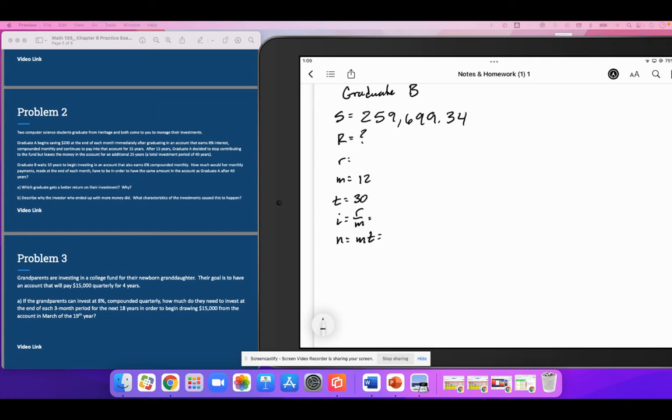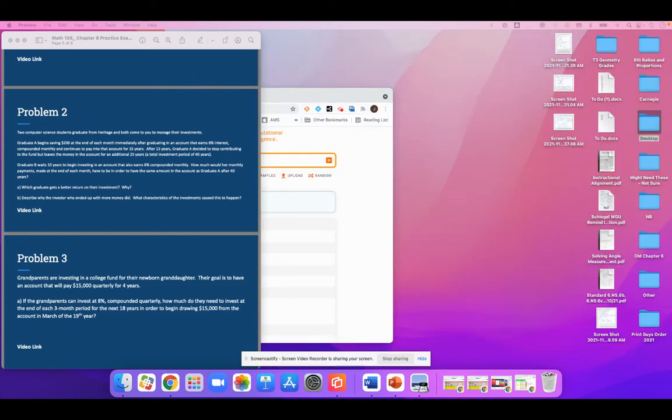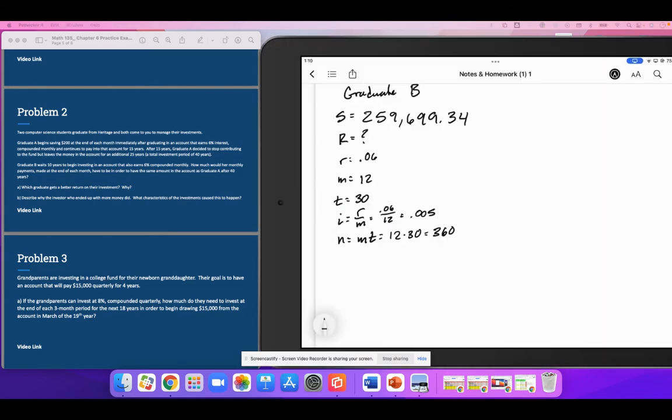It's going to be compounded monthly, and the rate is going to be the same as it was for graduate A, 0.06. So our R over M is 0.06 over 12, so 0.005. And then MT is 12 times 30, so 360. And I have no idea where my iPad went. I'll get it back. So we've got our information in there, everything that we need to know.